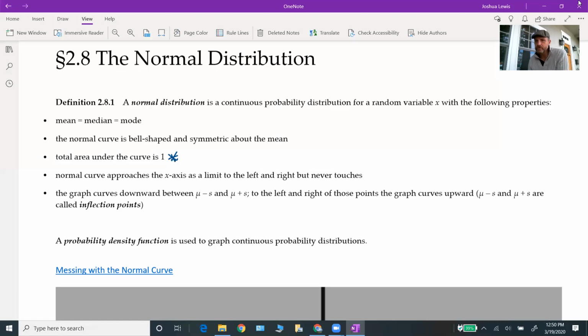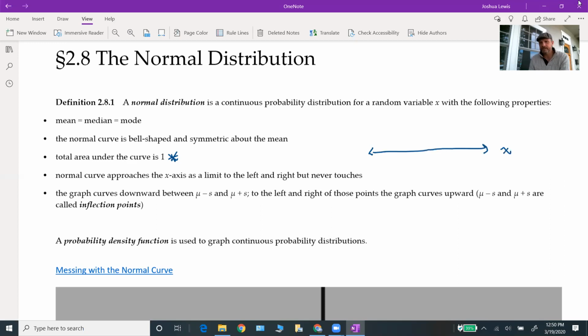And for those who have had some calculus in their past, the graph curves downward within 1 standard deviation of the mean, and then after that, curves upward. Those points are known as inflection points. If you want to make sense of what all of this means, you might think about trying to sketch the curve based on just this description.